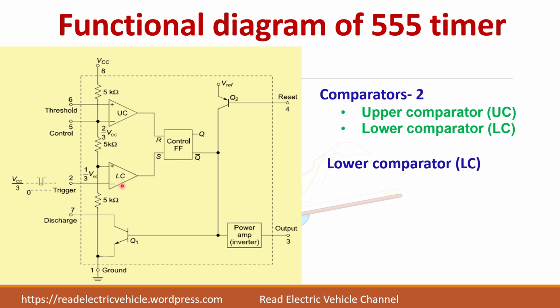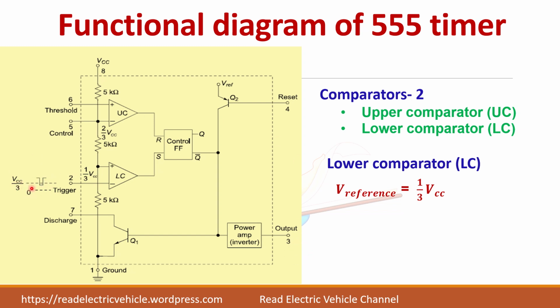Next, if we see the lower comparator, here one end is connected to 1/3 VCC, that is, the reference voltage is 1/3 VCC, but it is connected to the non-inverting pin of the op amp. So that is the difference between the upper comparator and the lower comparator. To the plus pin we are giving the reference voltage 1/3 VCC. To the other end we are giving a trigger pulse. This is called a trigger because once we give this, the timer will start.